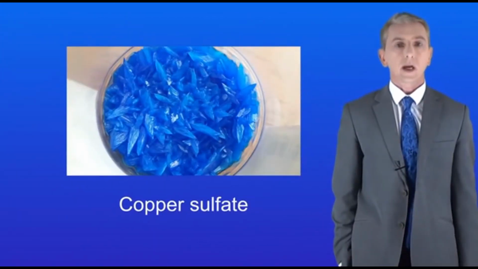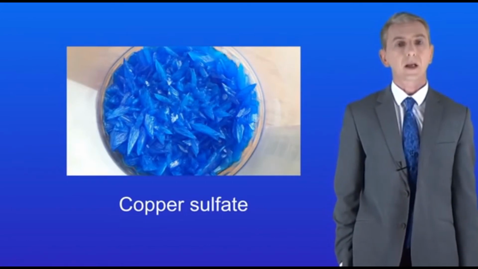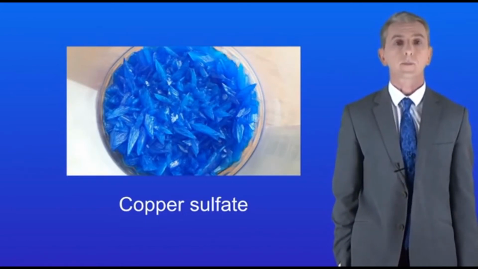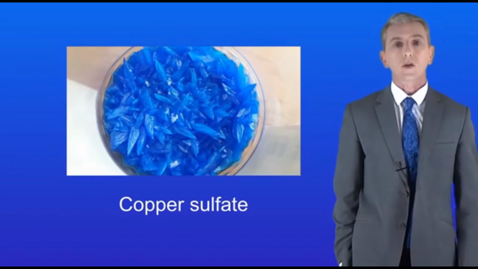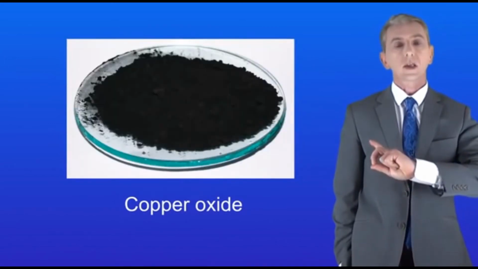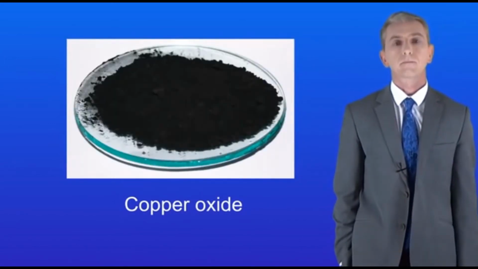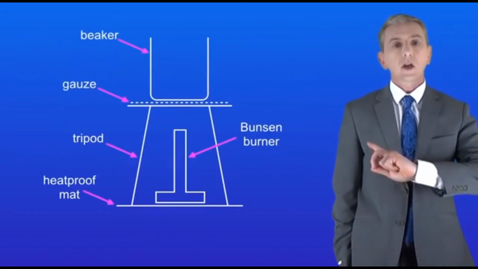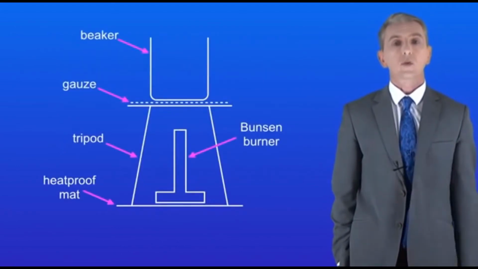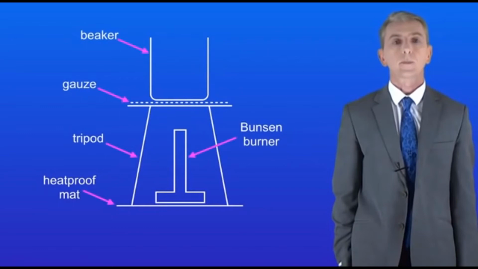We're going to look at the reaction between solid copper oxide and dilute sulfuric acid. But these stages would equally apply to making a salt using a metal carbonate such as copper carbonate. I'm showing you copper oxide here. As you can see, it's a black powder. So here's the equipment that we're going to use for the first stage, which is making the soluble salt.